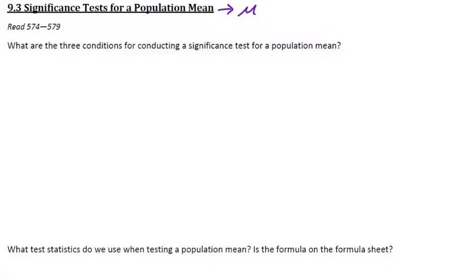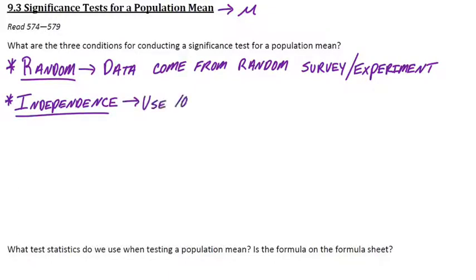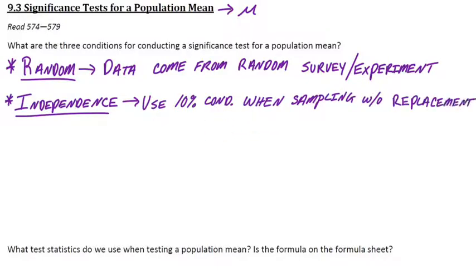So for starters, what are the three conditions we have to meet to be able to conduct a significance test for a population mean? Well, two of them are going to be the exact same as for proportions. So we still have to trust that the data were collected randomly, right? So the data have to come from either a random survey or experiment, and the independence condition is still there. And remember, if we're sampling without replacement, we have to mention something about the 10% condition. So those two are the exact same. The only one that's different is the normality condition.